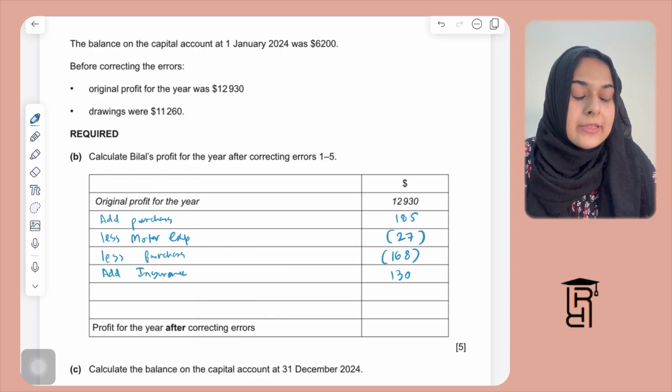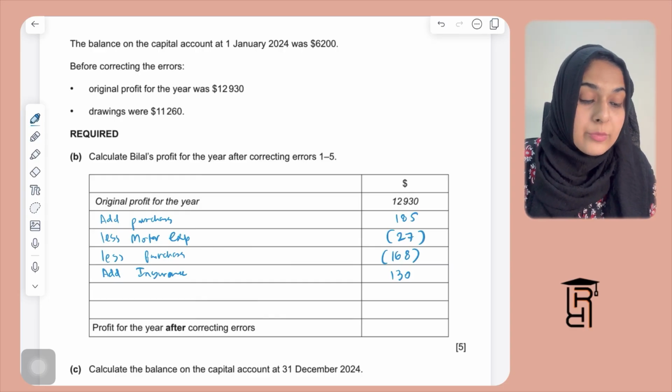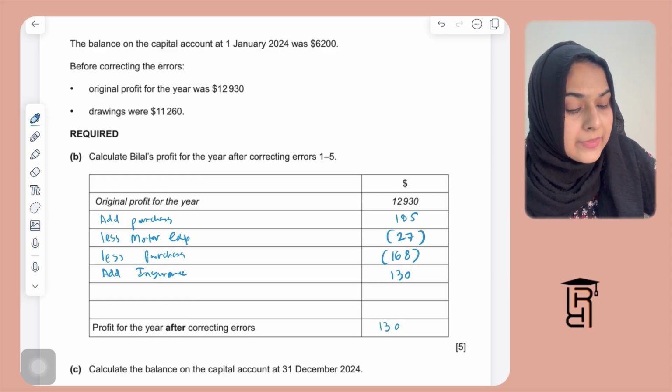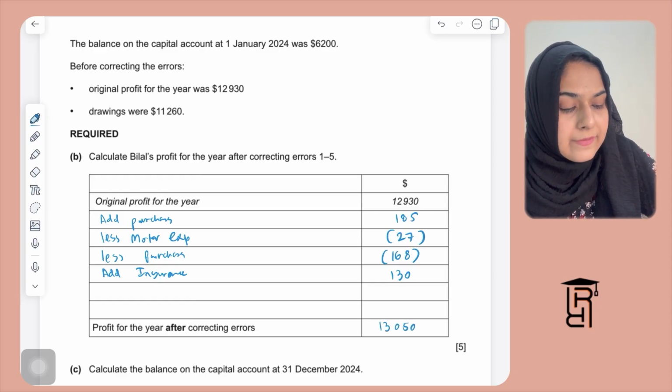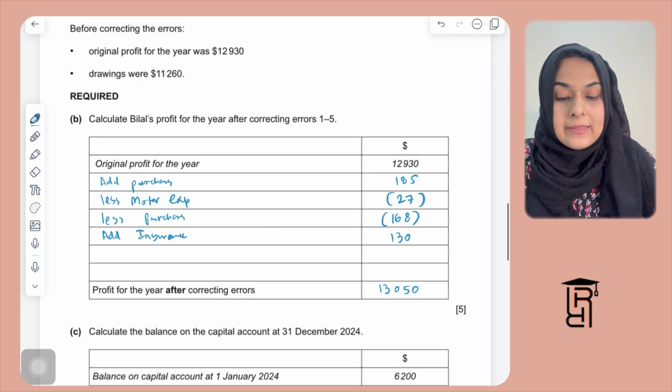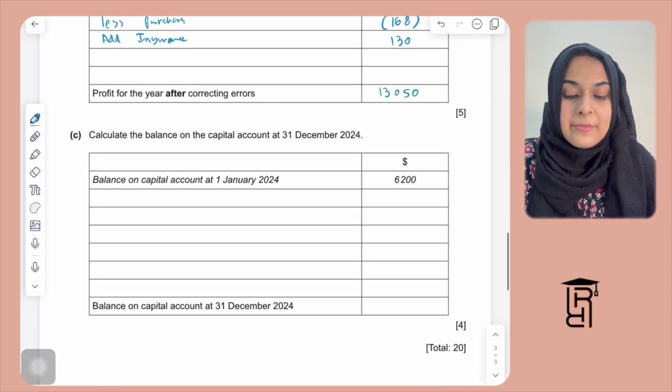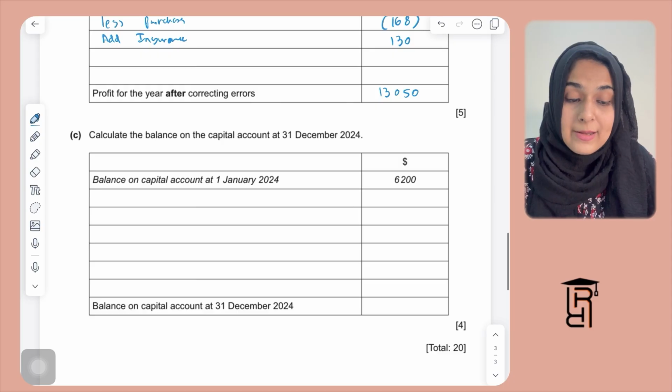So when I calculate this, 12,930 plus 185 minus 27 minus 168 plus 130 is going to give me 13,050. Yes, so this is how I corrected my profit for the year. In the next part, they are saying calculate the balance on the capital account at 31st December 2024.